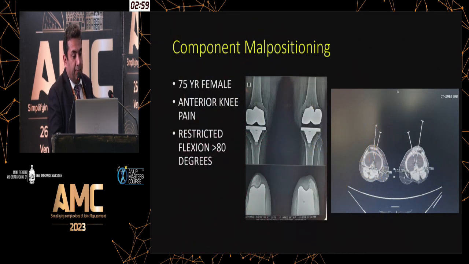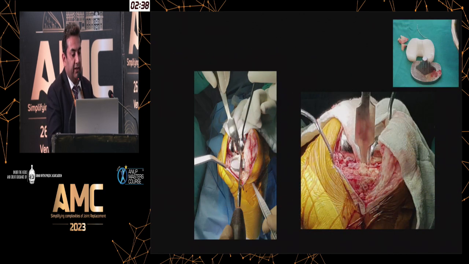Another case of component malpositioning. This patient had anterior knee pain and flexion restricted to less than 80 degrees, and you see here the patella is maltracking. I got a CT scan done, and you can see the right side and the left side, this tibial component is internally rotated too much. So this needed revision. Obviously, I could not get the patellar tracking back without revision.